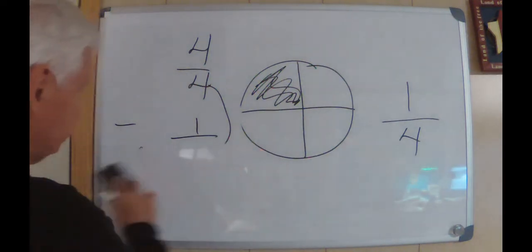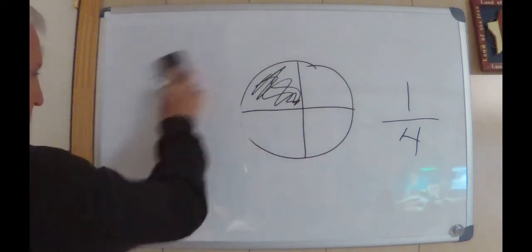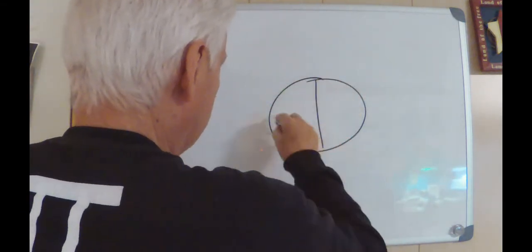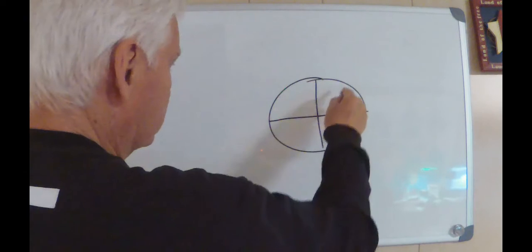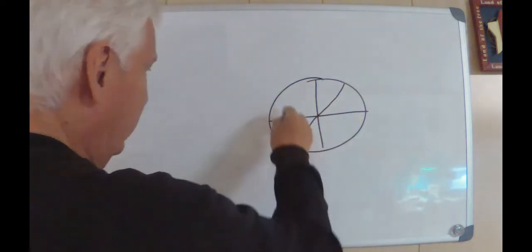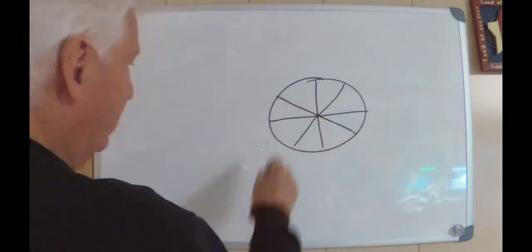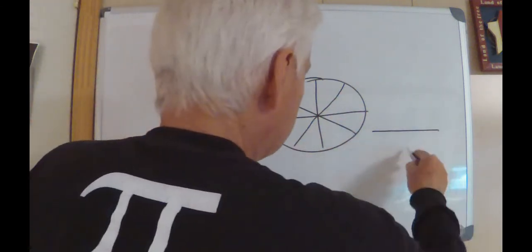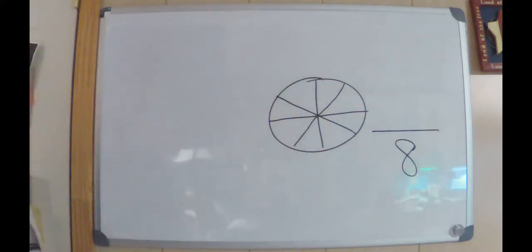I'm not really sure why some students have a real difficulty with fractions, but we try to work on them at a slower pace. If I were to cut the pizza in quarters again and then go diagonally, now we have 1, 2, 3, 4, 5, 6, 7, 8 pieces. This is going to give us a denominator of 8.